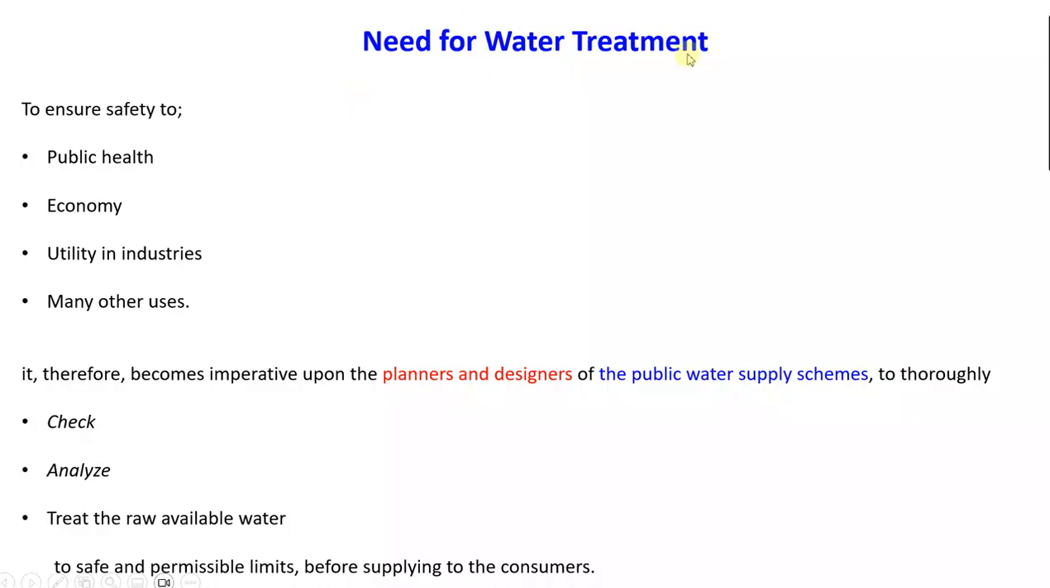After all these, we have the need for water treatment. Why should we treat the water? To ensure safety for the public, economy, utilities, industries, and many other uses. Therefore, it becomes imperative upon the planners and designers of public water supply schemes to thoroughly check, analyze, and treat the raw available water to safe and permissible limits before supplying it to the consumers or public.